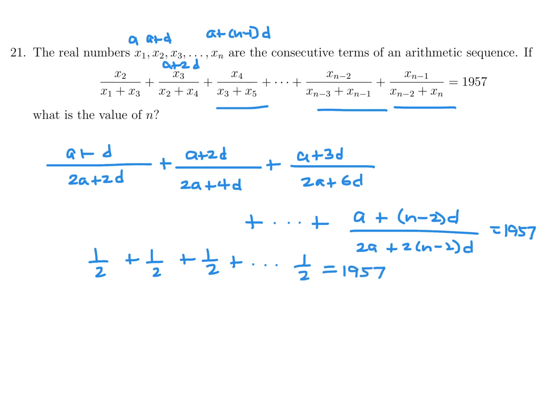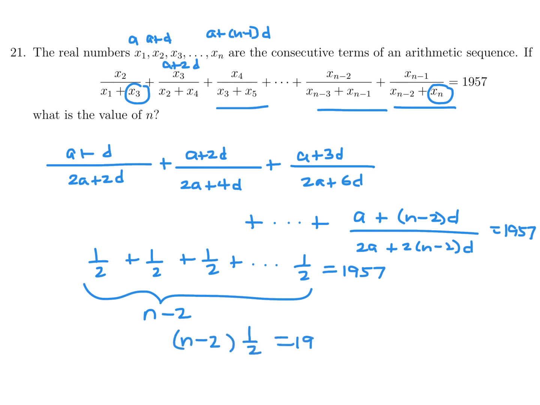So, we have to figure out how many of these are there. Well, it starts at x3 and ends at xn, so my guess is there's n minus 2 of those guys. There's n minus 2 terms. So it's n minus 2 times a half is equal to 1957. And therefore, n minus 2 would be 1957 times 2. And therefore, n calculates out to be 3916.